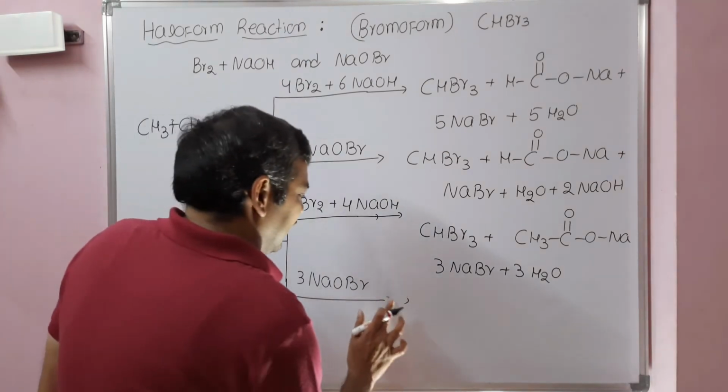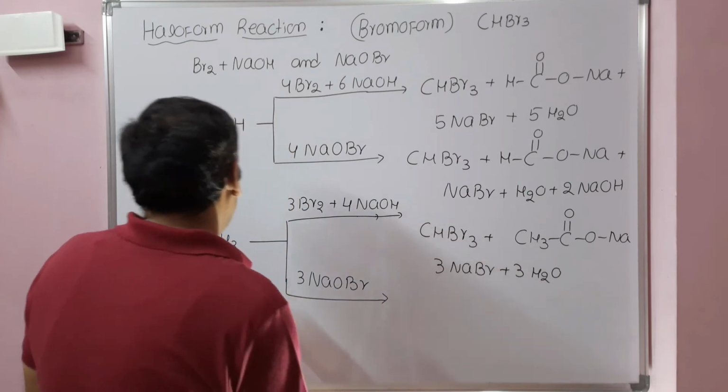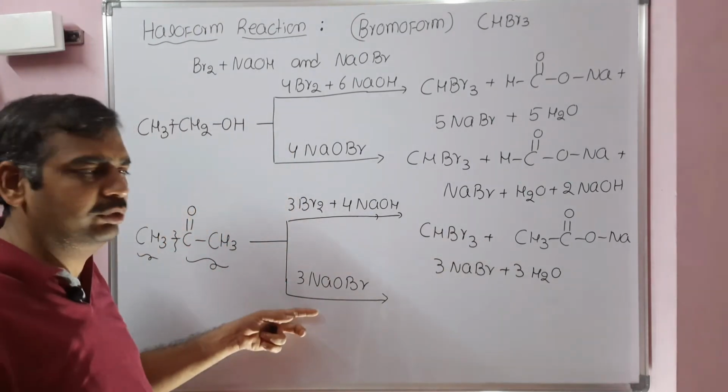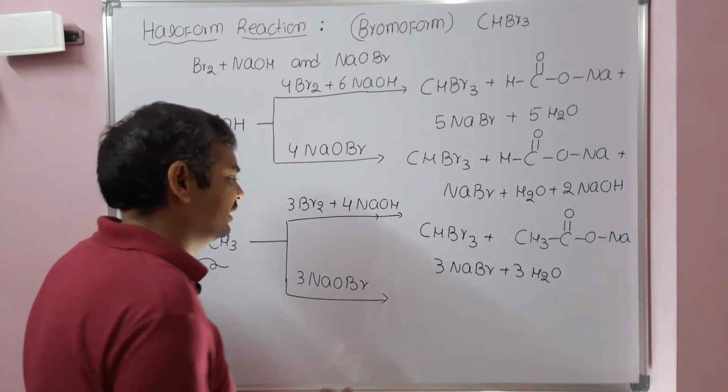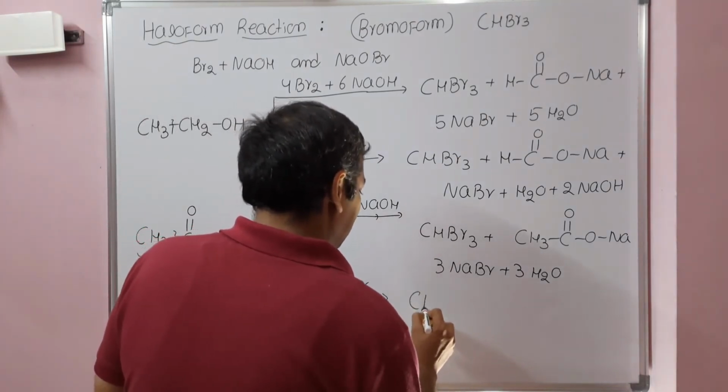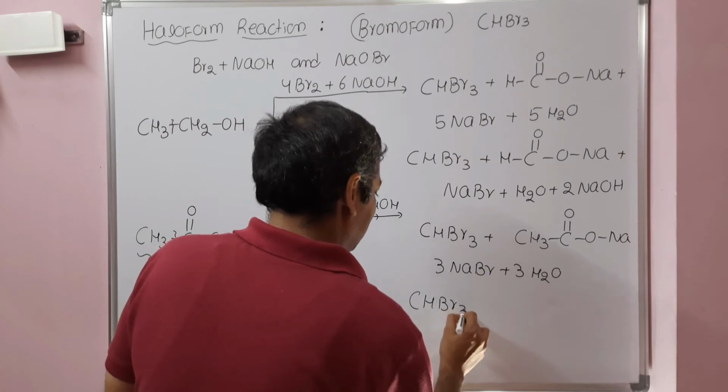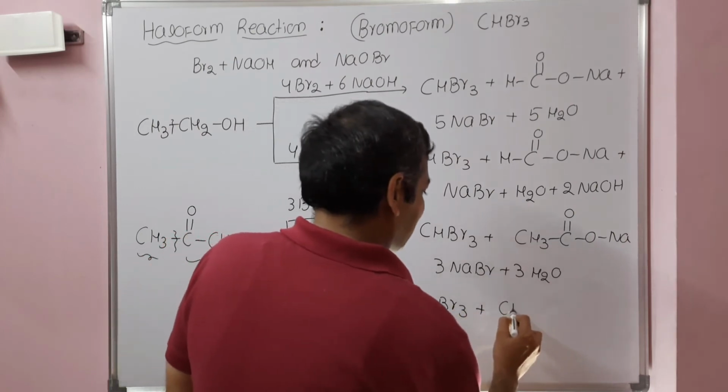So at the end we will get tribromoacetone. The side product is sodium hydroxide, which will attack in situ. That's why sodium hydroxide is not separately required here. The product formed is CHBr3. So practice this reaction several times.